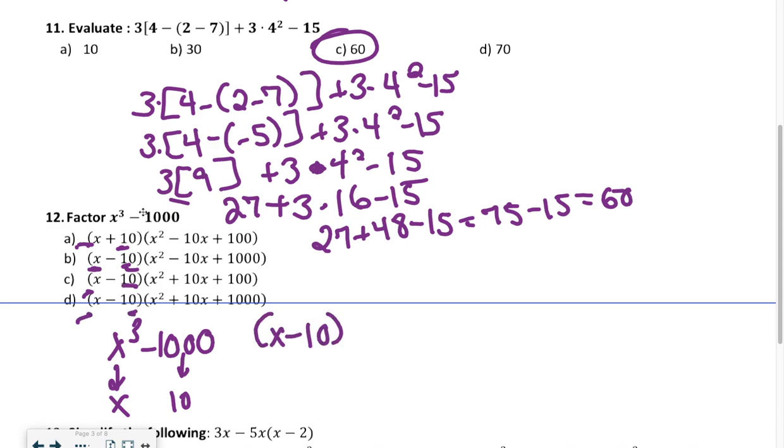X minus 10, because we start with minus, the binomial goes minus. We go opposite the sign, and we always end with plus. So whatever we start with is what goes in the binomial. We take x and we square it. We take 10 and we square it. The middle term is their product. The correct answer here would be choice C.